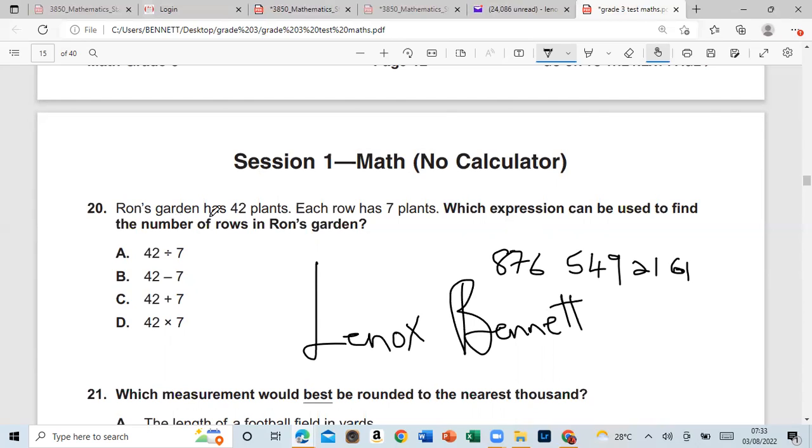All right, let's go back to this. Ran's garden has 42 plants. Each row has 7 plants. Which expression can be used to find the number of rows in Ran's garden? Ran's garden has 42 plants in all, right? Each row has 7 plants. So, 1, 2, 3, 4, 5, 6, 7. Which expression can be used to find the number of rows? Each row has 7. So it will be 42 divided by 7.